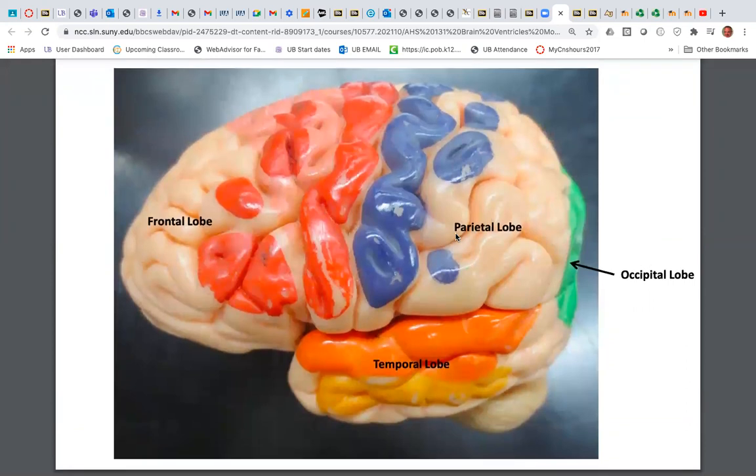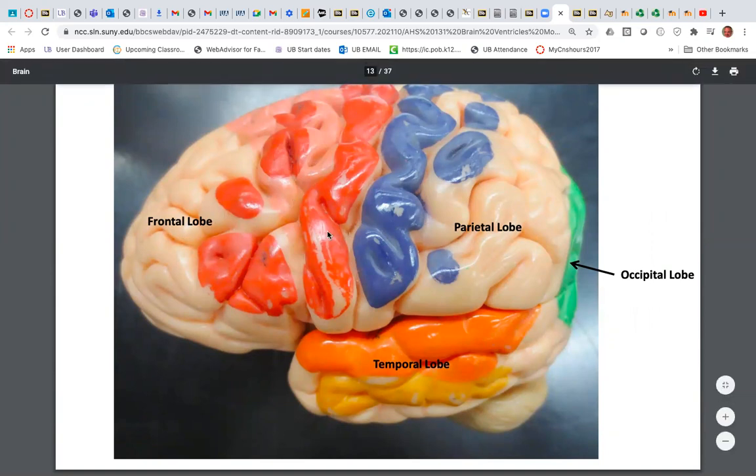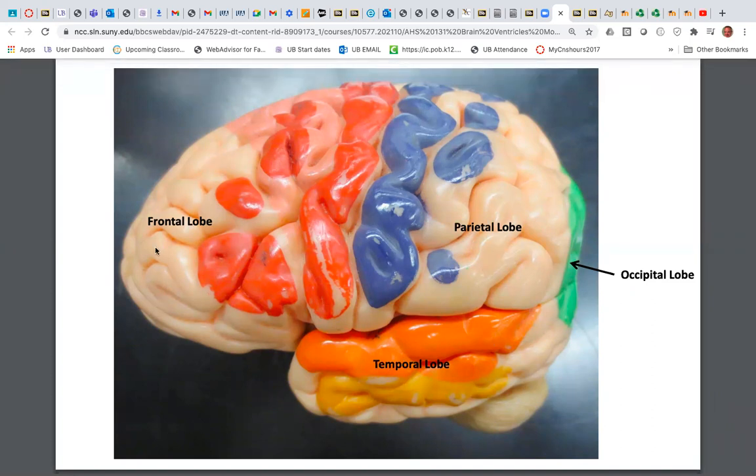Now we can see the different lobes of the brain labeled here. Here is the frontal lobe, and again, the precentral gyrus is part of that frontal lobe. This is the parietal lobe, and the postcentral gyrus is part of the parietal lobe. All the way in the back, occipital lobe, which is your visual center, and temporal lobe here, which is for hearing and even taste.